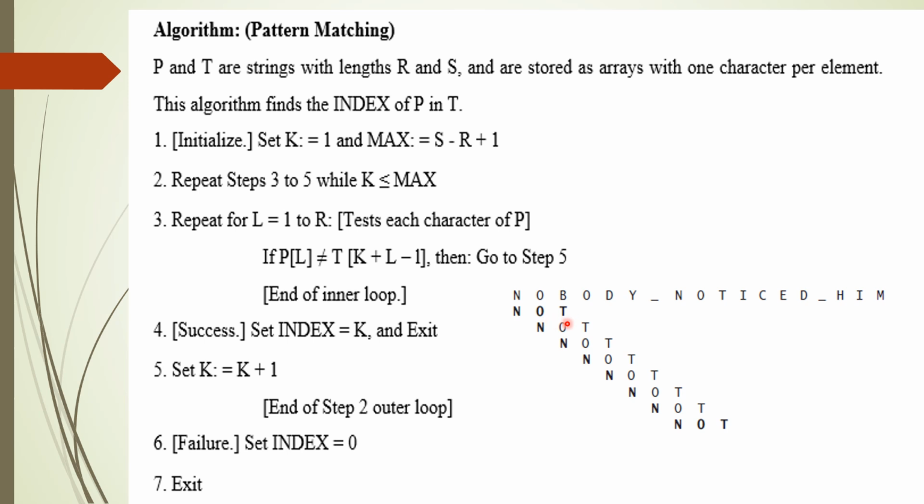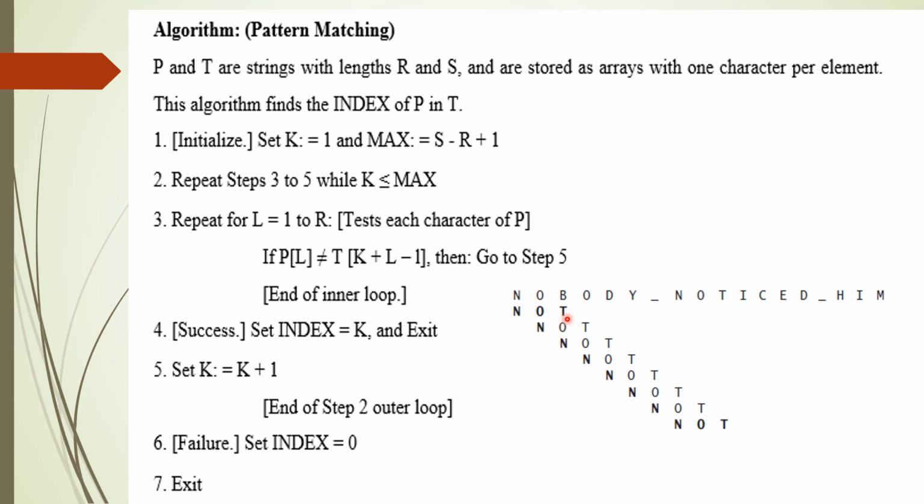First, let me explain how this algorithm works. We align the pattern string against the text string and start comparing the first character of the pattern string with the corresponding character in the text string. Here the first character of the pattern string is N. N is compared with N. There is a match. If there is a match, then go to the next character and compare the next character of the pattern with the corresponding character in the text. Again there is a match in this example. Then move on to the next character.